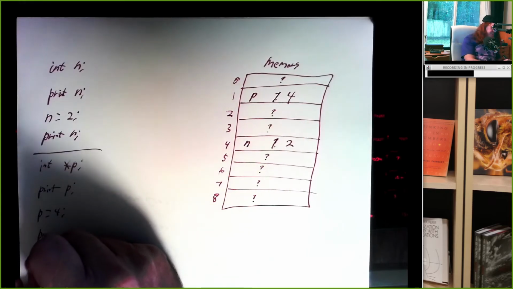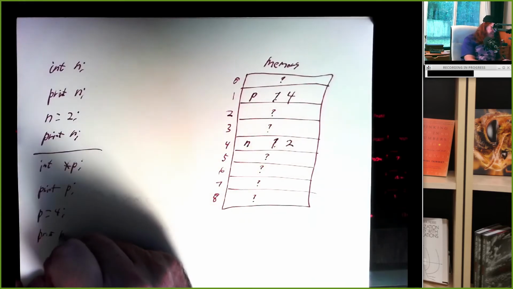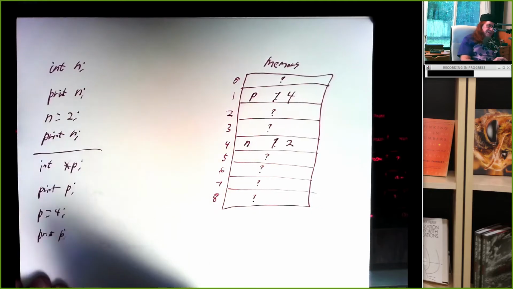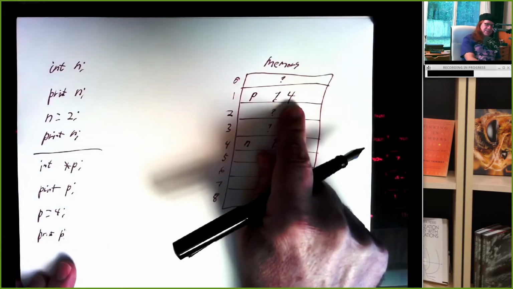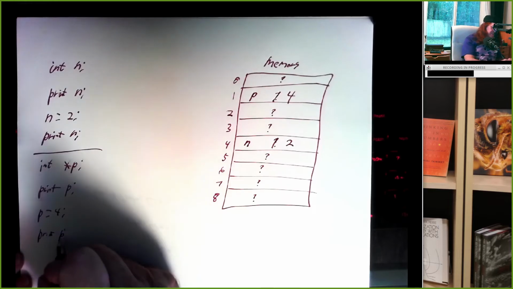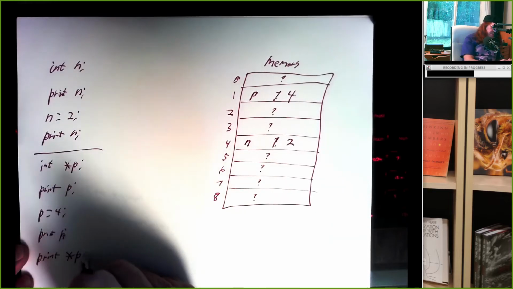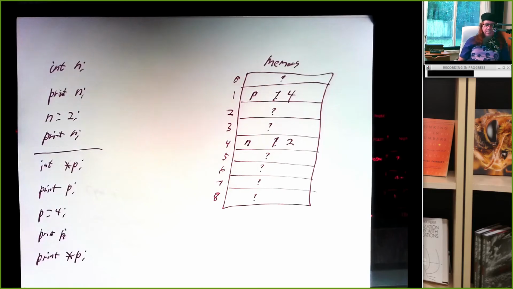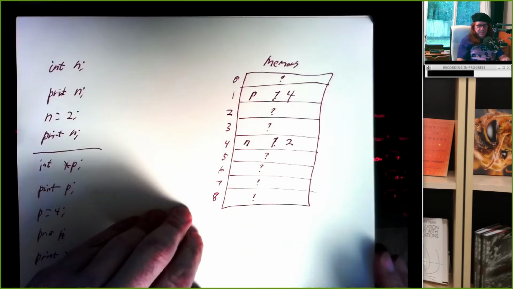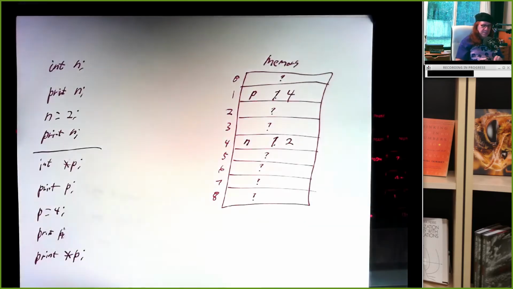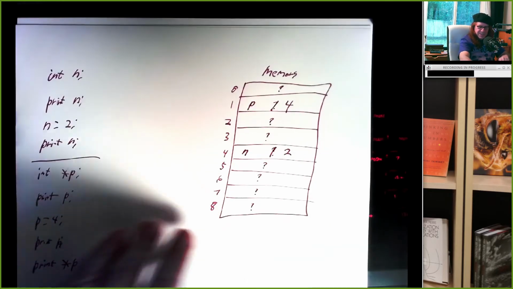Well, if I print p, it's going to go to location 1 where p is stored. It's going to find a 4. It's going to print out a 4. But suppose I say print star p. That's going to print the memory location, right? Yeah, so let's spec out what exactly this means.